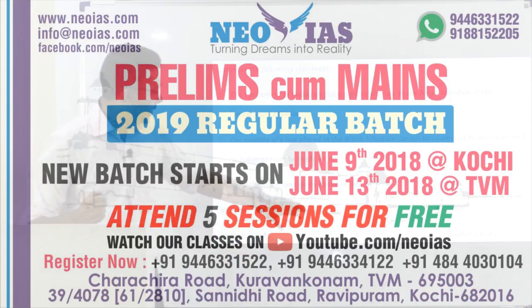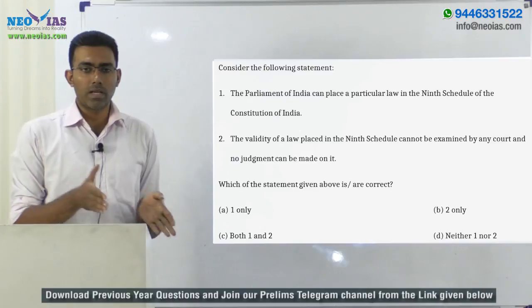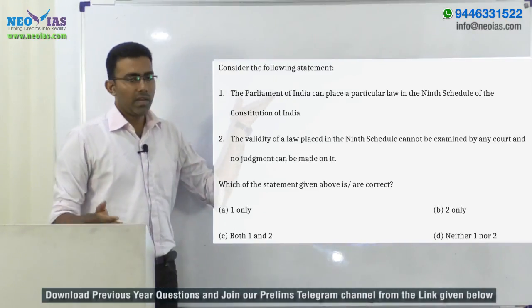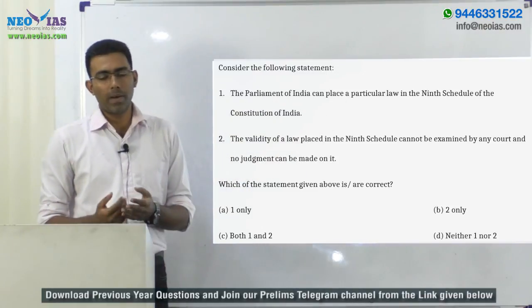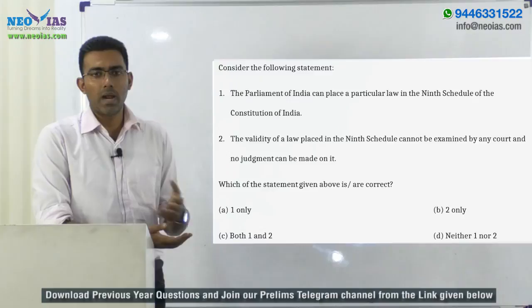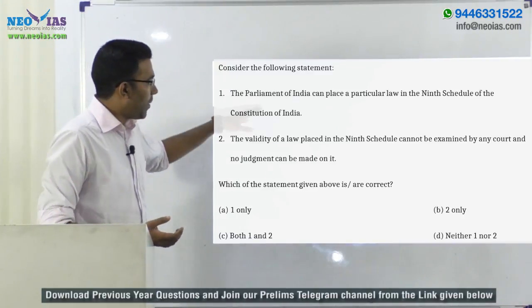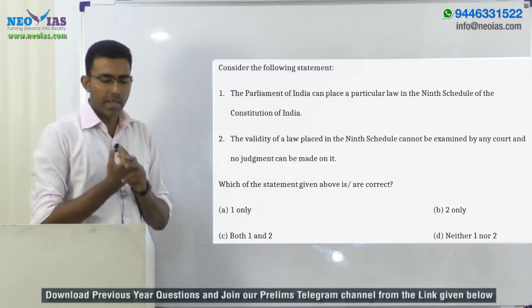So again, the demand of the question is for the correct statement. So here, 9th schedule etc. we had discussed in our classes, and regarding judicial review etc. we had discussed in detail in our classes as well as in the test series also. So here, of course, the Parliament of India can place a law in 9th schedule. If not Parliament of India, then who can actually place it? It's actually the Parliament of India. So the Parliament of India can place a particular law in 9th schedule of the Constitution of India, that is correct. The first statement has to be correct.